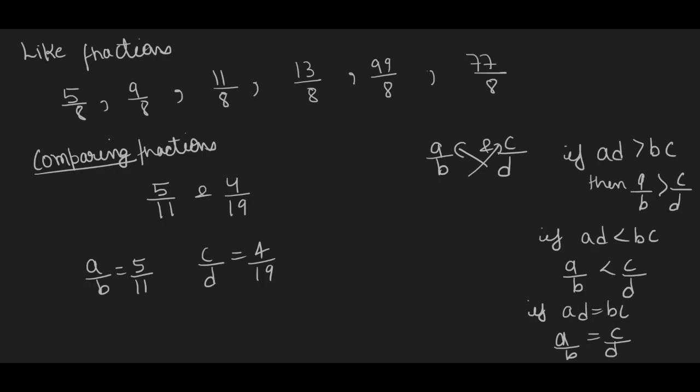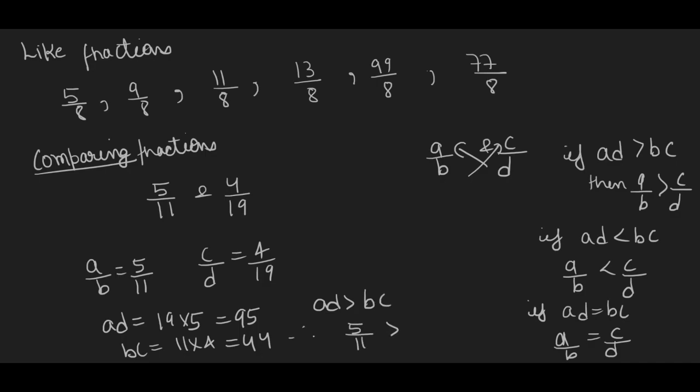So children, here let's find AD. AD will be 19 into 5, it will be 95, and BC will be 11 into 4, it will be 44. So we can see AD is greater than BC, therefore 5/11 is greater than 4/19.